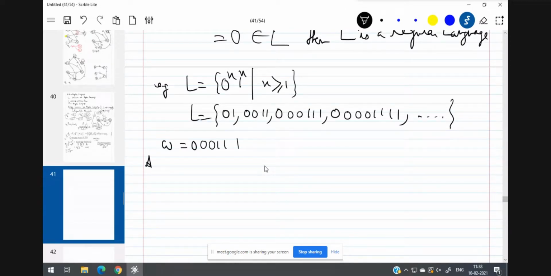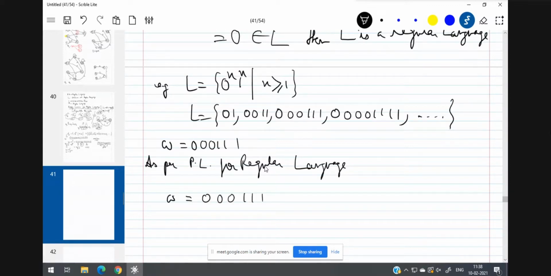And then, as per the pumping lemma for regular languages, I have to split this into 3 parts. So W is equal to 000111. It's up to me which part I want to consider as X, Y, and Z. First one, let me just consider this as X. Let me consider this as Y. Let me consider this as Z.